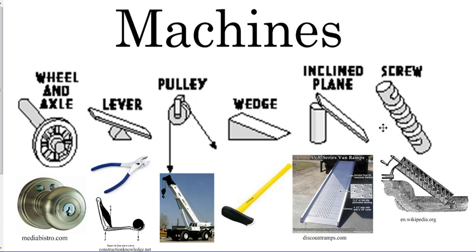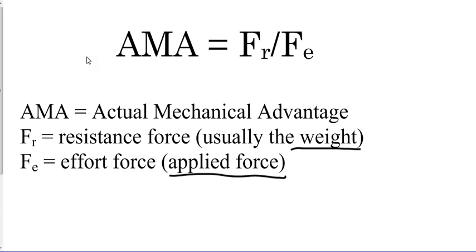And for screws, we use these as simple fasteners to assemble things together. But also, there's an Archimedes screw that was used to move water up a certain distance. So there are many different applications, and some of these are actually combined together to increase the mechanical advantage. So that brings us to the AMA.